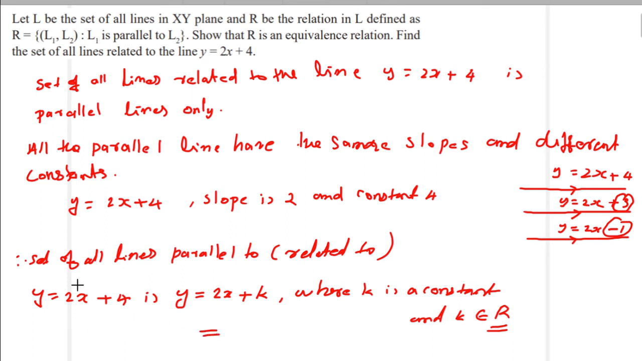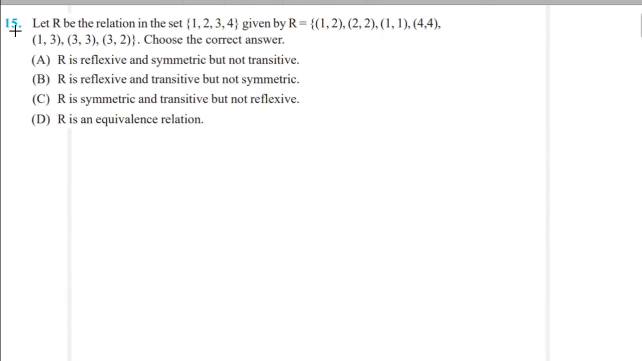The set of all lines related to the given line y = 2x + 4 is all the parallel lines, since the relation is parallel lines: y = 2x + k, where k is a constant, some real number. Okay, this is question number 15.